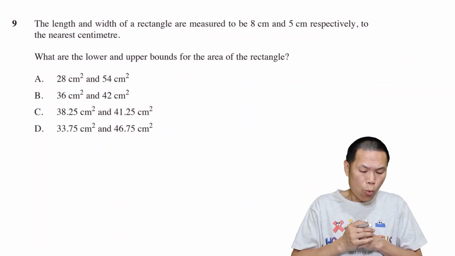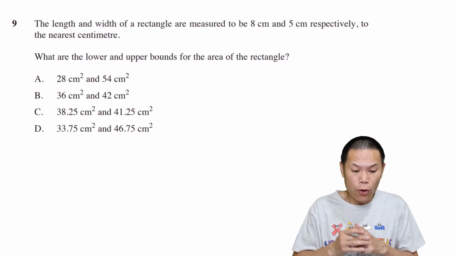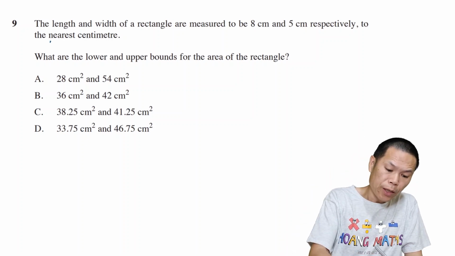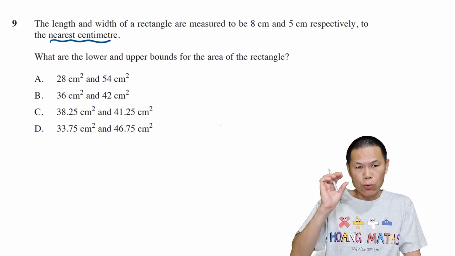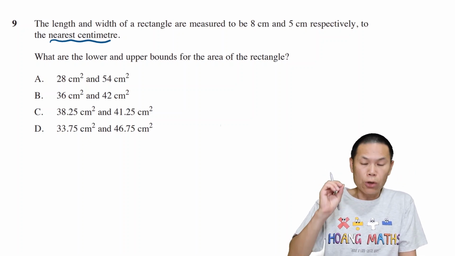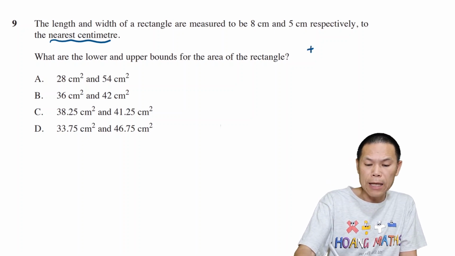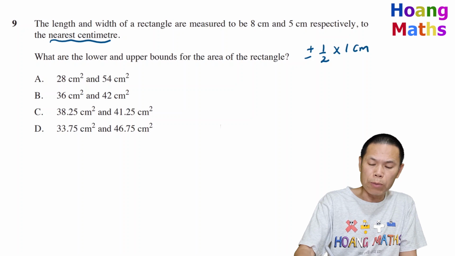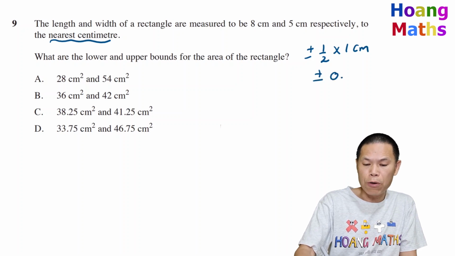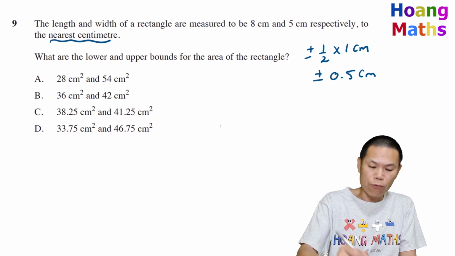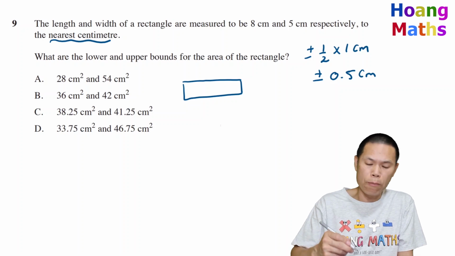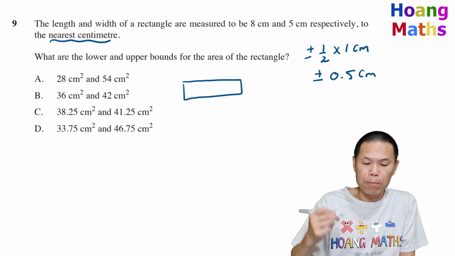Question number 9. What are the lower and upper bounds for the area of the rectangle? We know that the unit of measurement is nearest centimeter. So let me just work out the lower bound first, okay? The absolute error is plus or minus a half of 1 centimeter because it's to the nearest centimeter. So that becomes plus or minus 0.5 centimeters. We have a rectangle here. Let me just quickly draw it out. We just work out the lower bound first, then we work out the upper bound after that, okay?